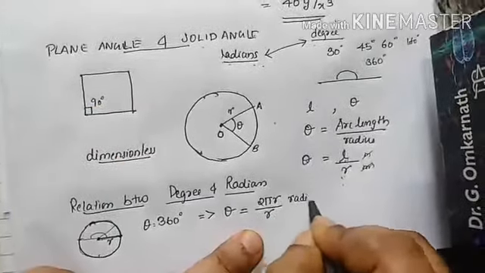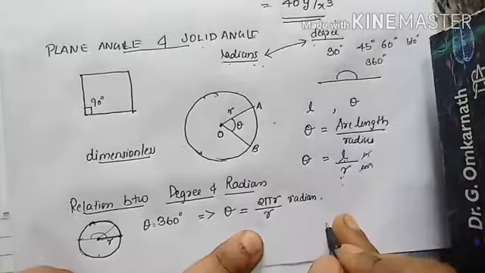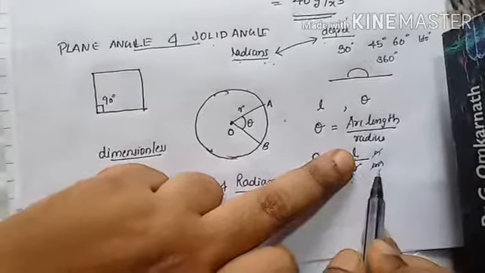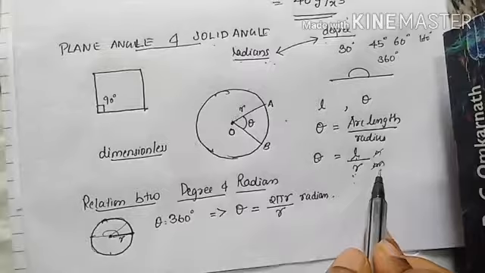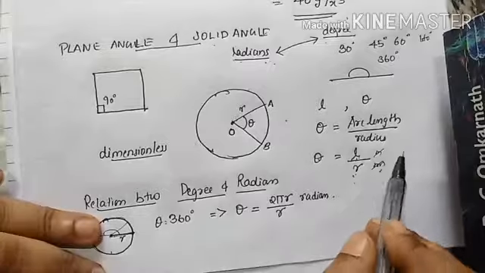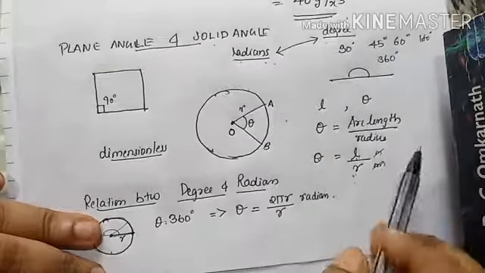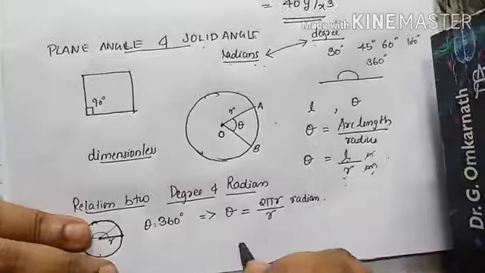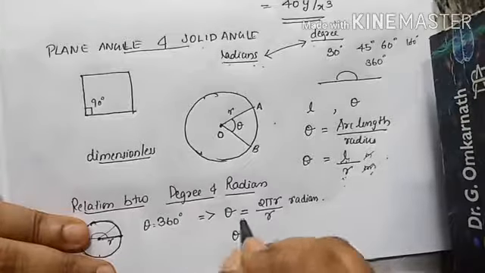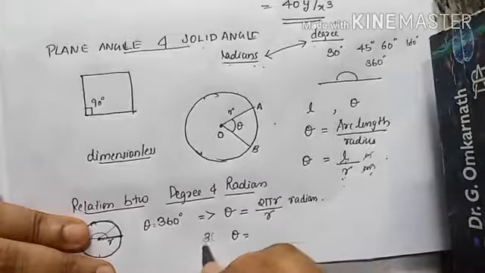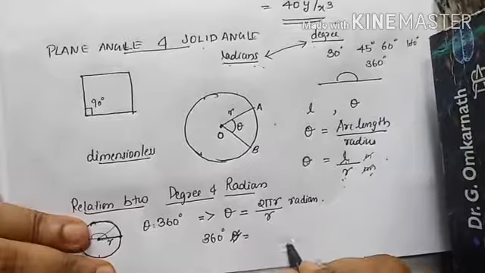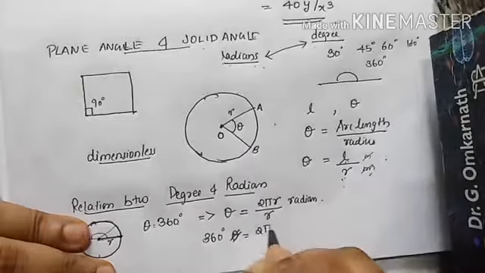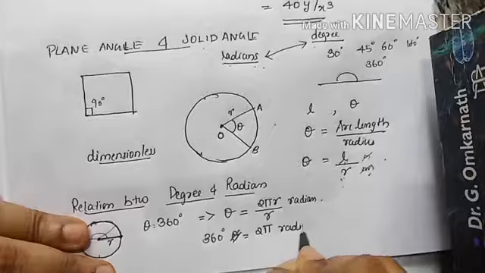What is the unit? It is in radian. I told you, in order to remove this anomaly of no unit or no dimension, we are including the unit called radians, rather than degrees. So r and r cancel out. So what is theta here? 360 degrees. It is 360 degree is equal to, r and r cancel out, 2 pi radian.